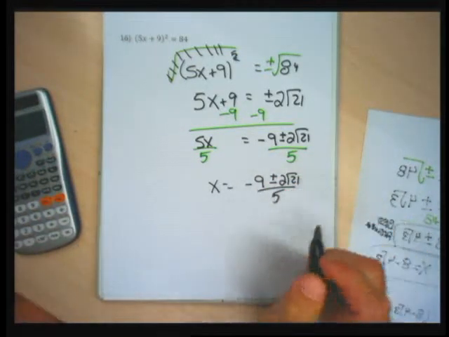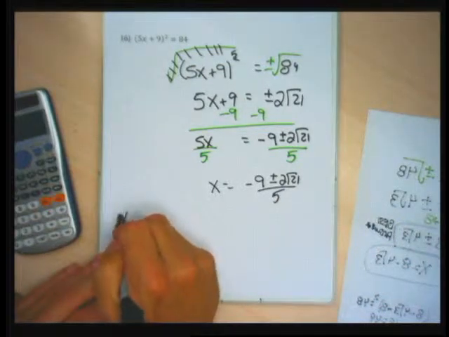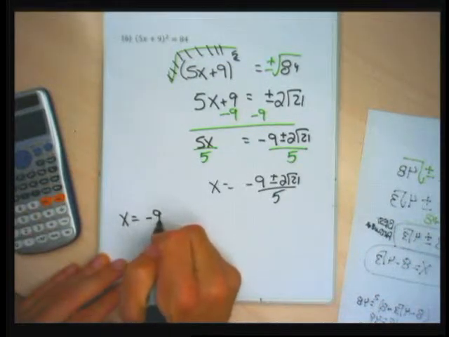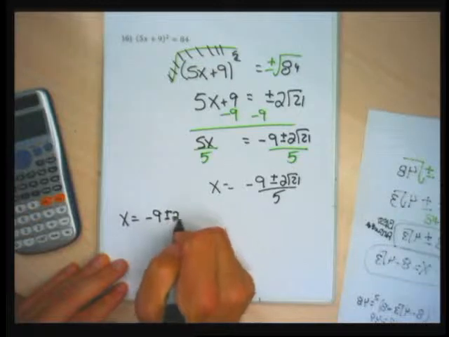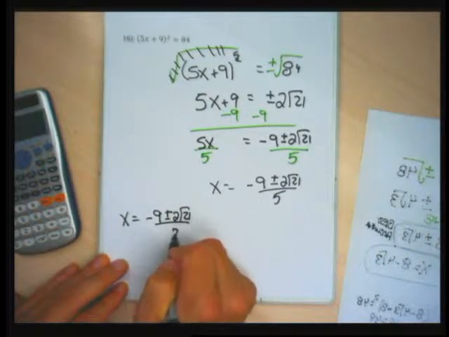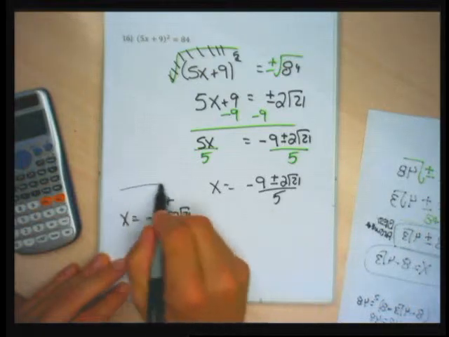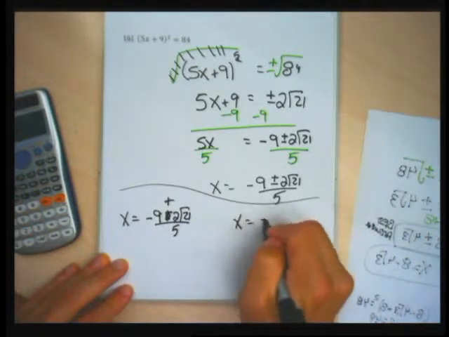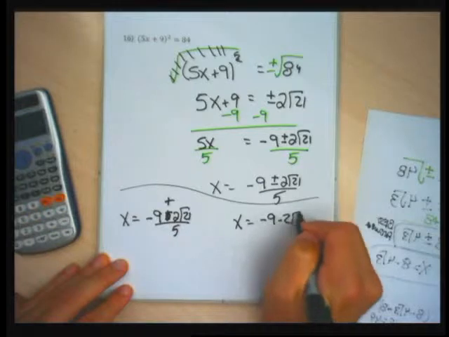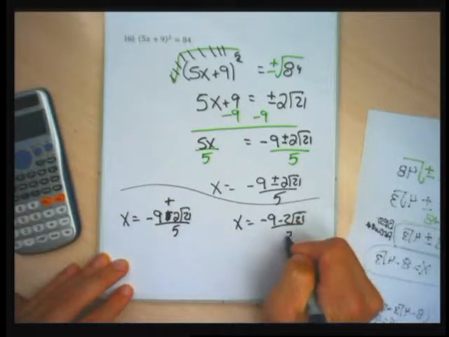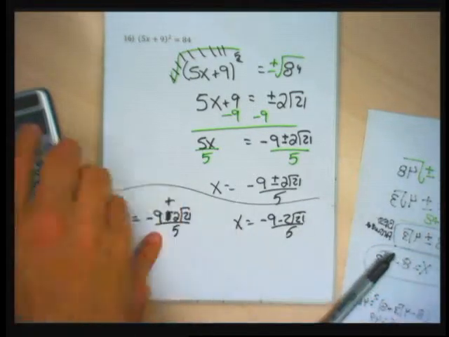That's a horrible solution. And the solutions that are implied are x equals negative 9 plus 2 square root of 21 over 5, and x equals negative 9 minus 2 square root of 21 over 5. And I'll show you that neither one of these reduce.